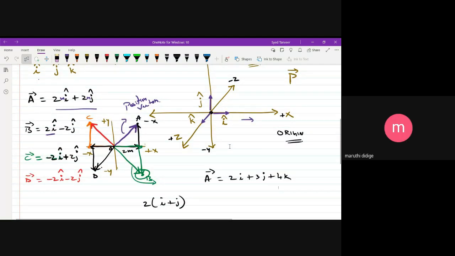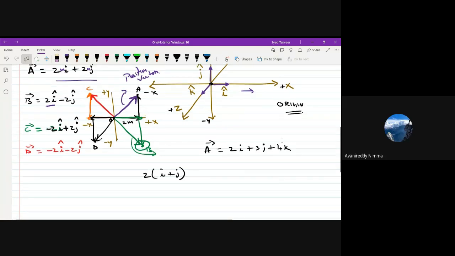Sir, 2 units from x-axis. Then upward 3 units, sir. From j. J 3 meters, sir. Not from j. To y, sir. A reference point. j is a direction. Along j. From z-axis 4 meters. Yes, sir. Along j.